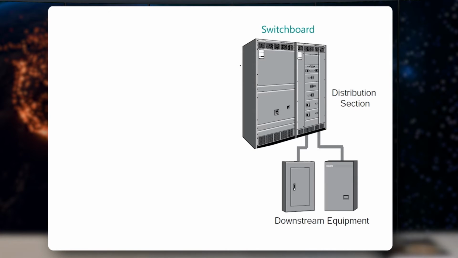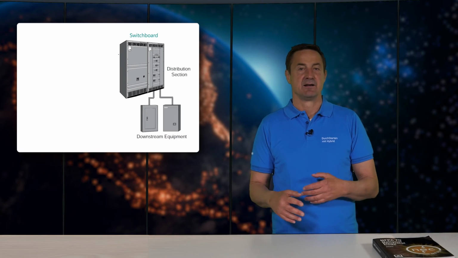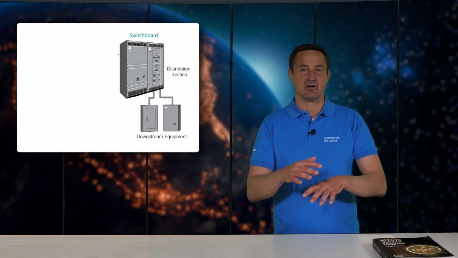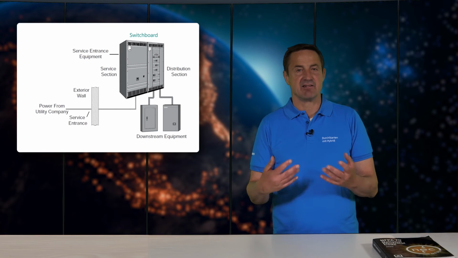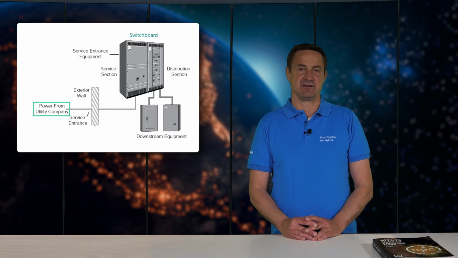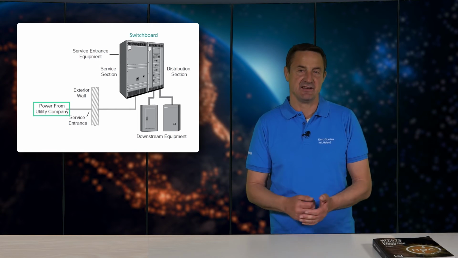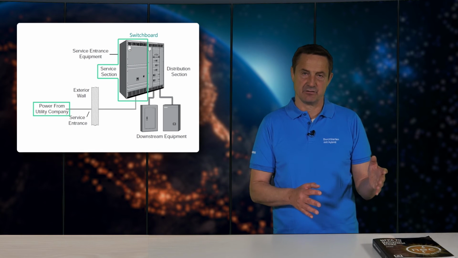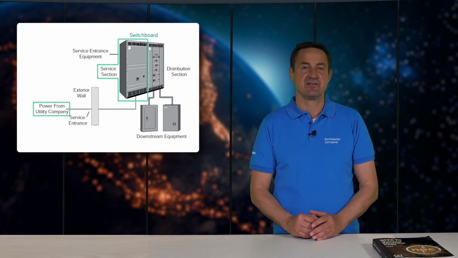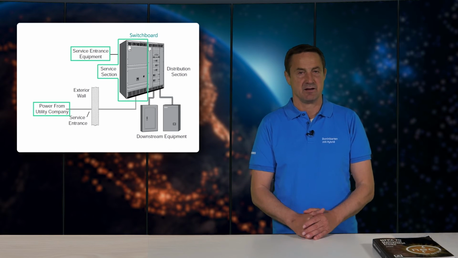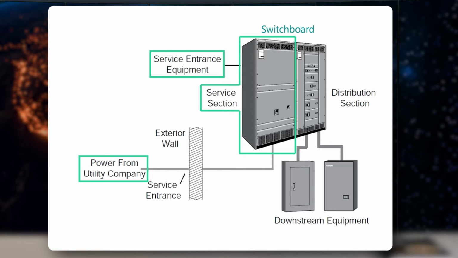The power of all these module boxes in the distribution section supplies other downstream equipment, like panel boards located all over the building. Switchboards are often fed directly from the energy supply utility company, and in these cases the first section of the switchboard is called the service section, which contains all necessary service entrance equipment like meters and main disconnect.